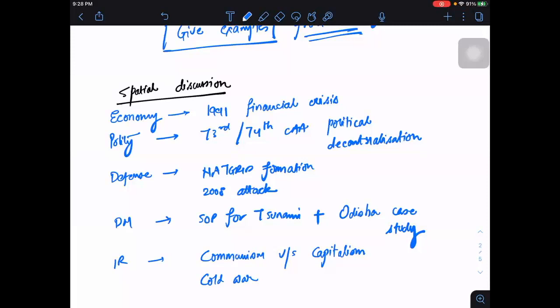So in the international relations section, the communism versus capitalism debate was there in the Cold War era. The complete Cold War era was based upon the fight between communism and capitalism, right? So what kind of experience were we getting? We were observing the economic situation in the countries which were following communism and the economic situation of the countries which were following capitalism, as well as the social situation.